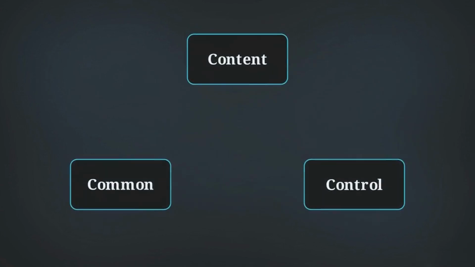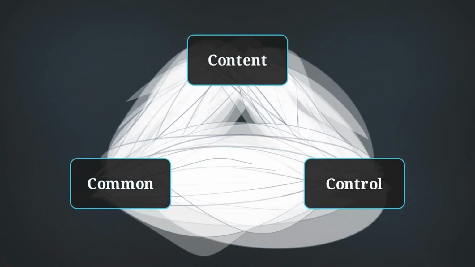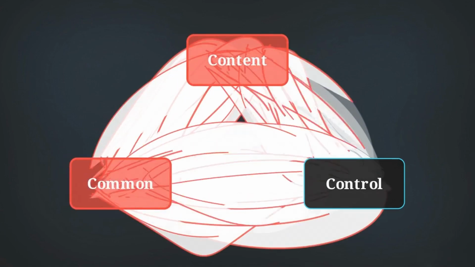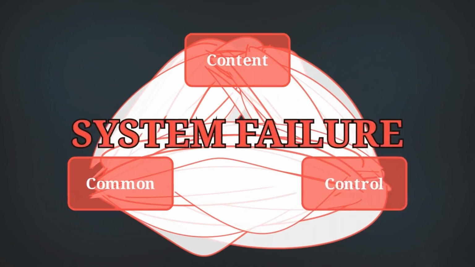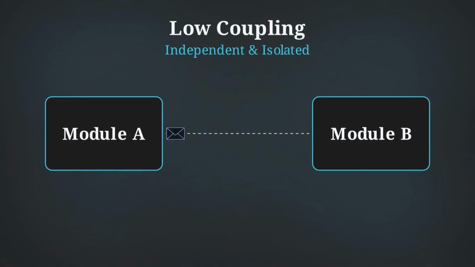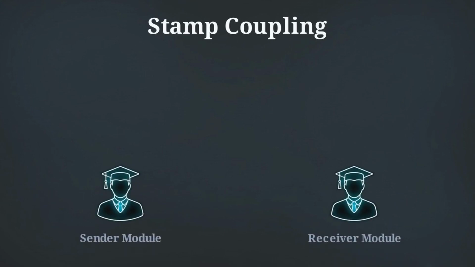Content, common, and control coupling create a fragile architecture. By intertwining internal data and global variables, you ensure that a single change in one module will likely break the rest of the application. To build independent modules, we must minimize the information they share. The transition to better practices begins with stamp coupling.